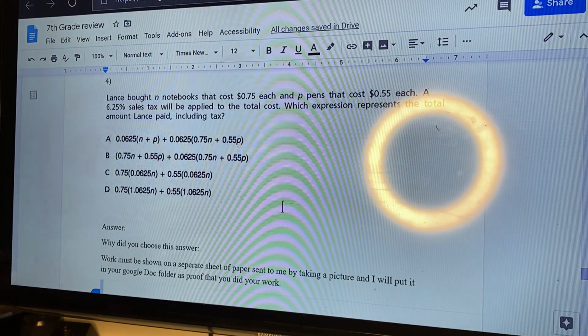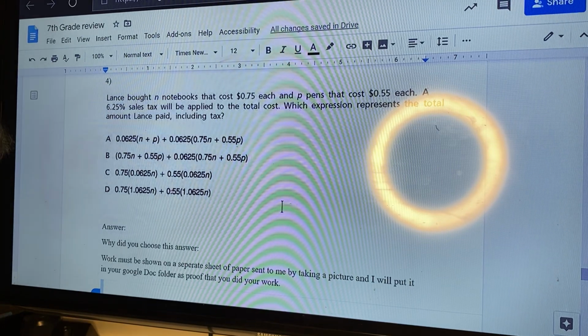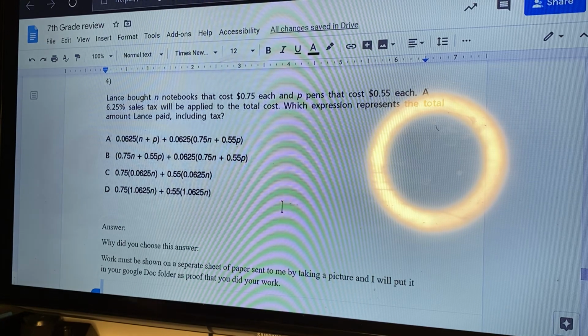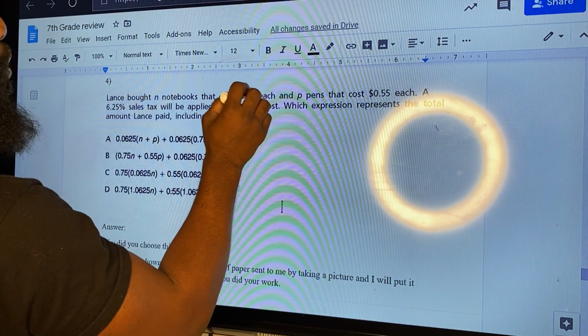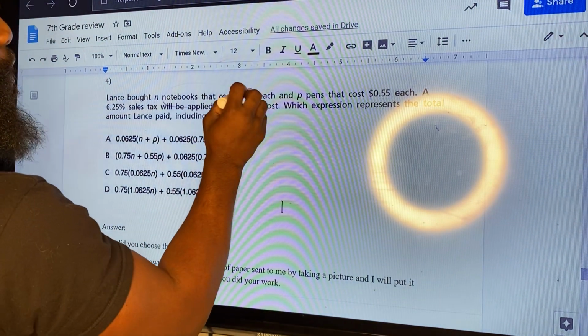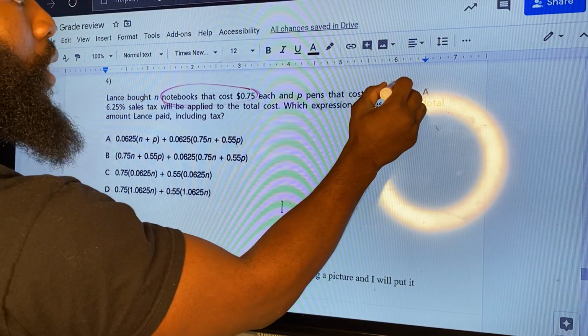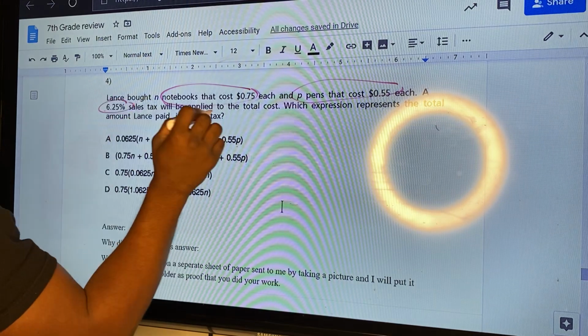Lance bought notebooks that cost 0.75 cents each, or 75 cents each, and P pens that cost 55 cents each. A 6.25% sales tax will be applied to the cost. Which expression represents the total amount paid? So you got your notebooks, you got your pens, and you got your sales tax. You got your question.